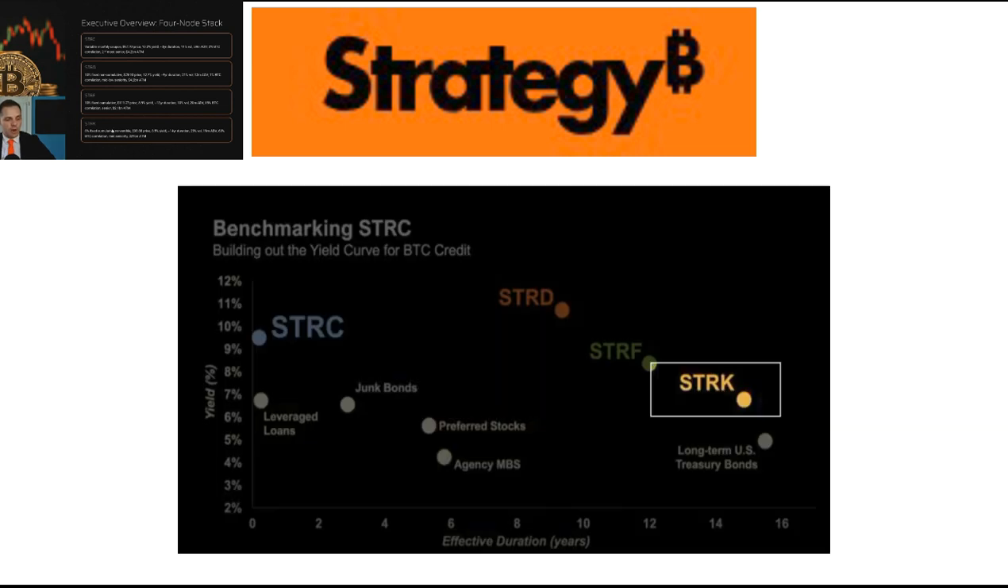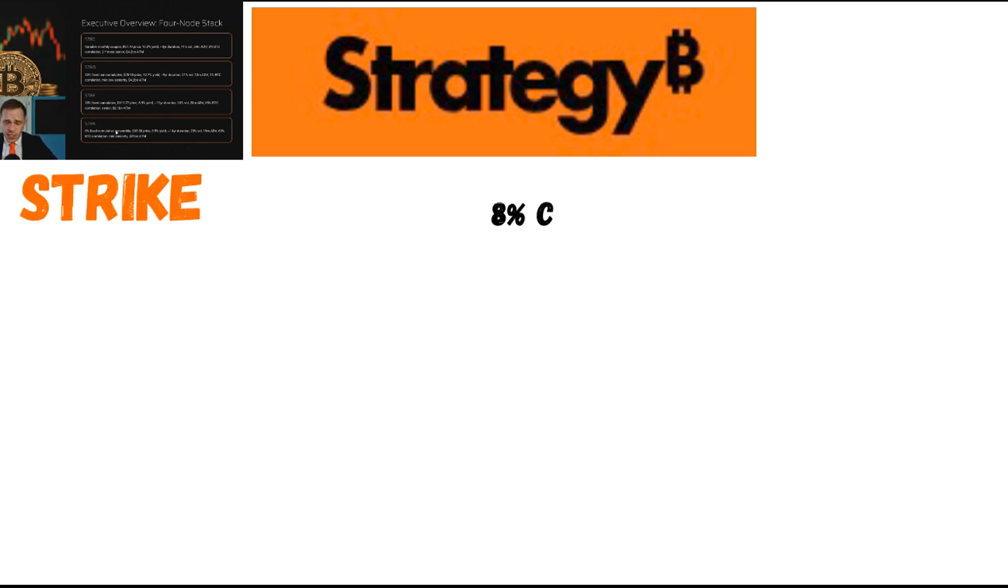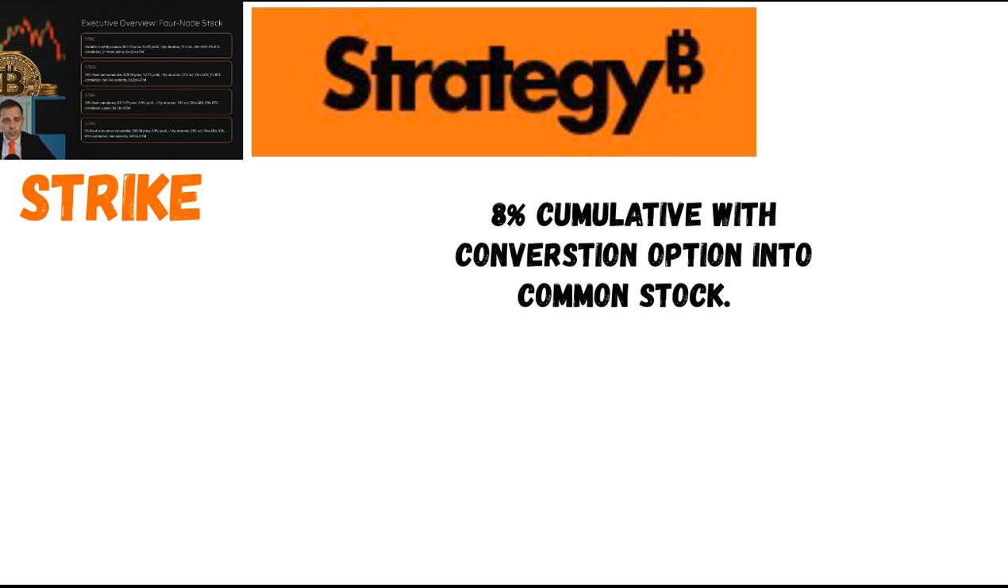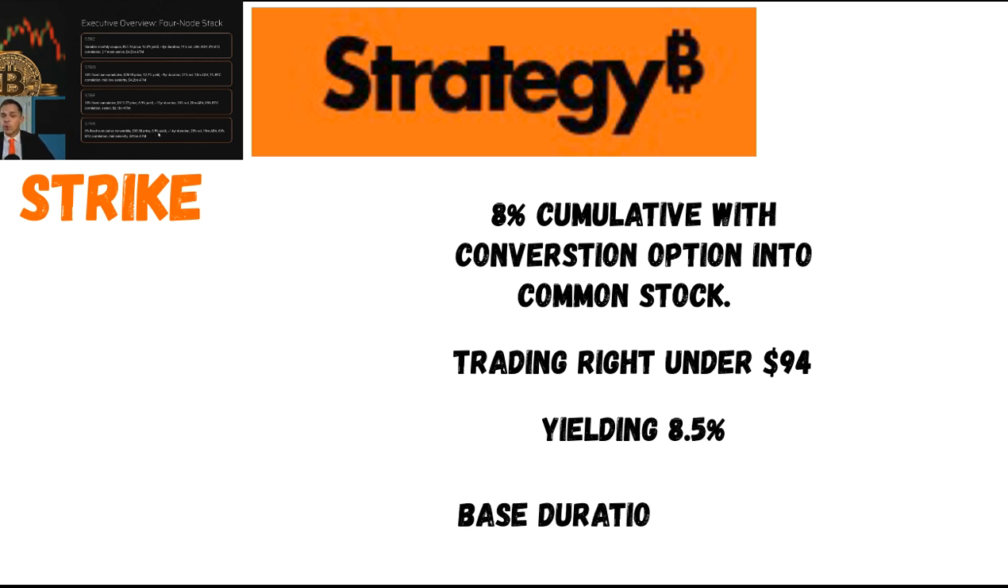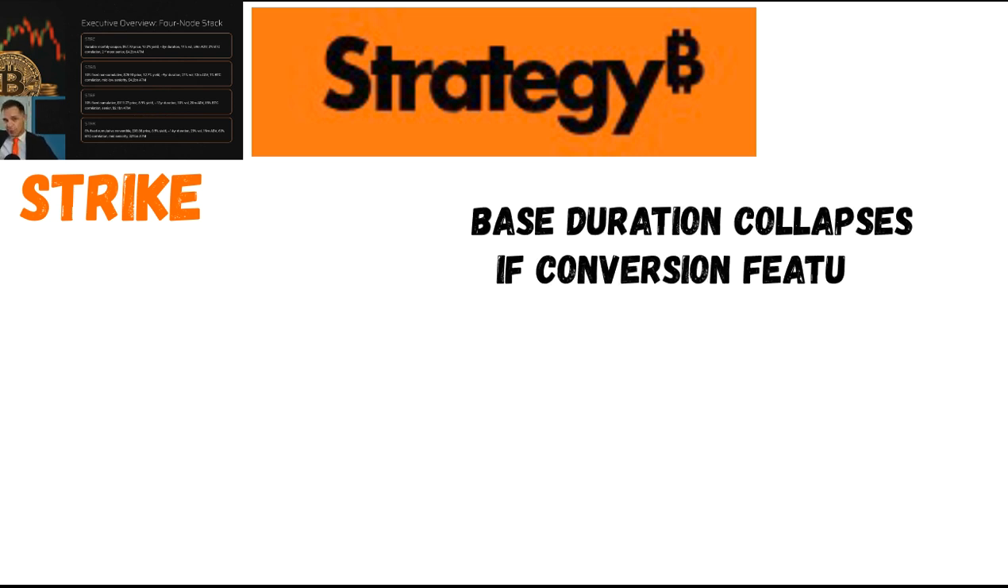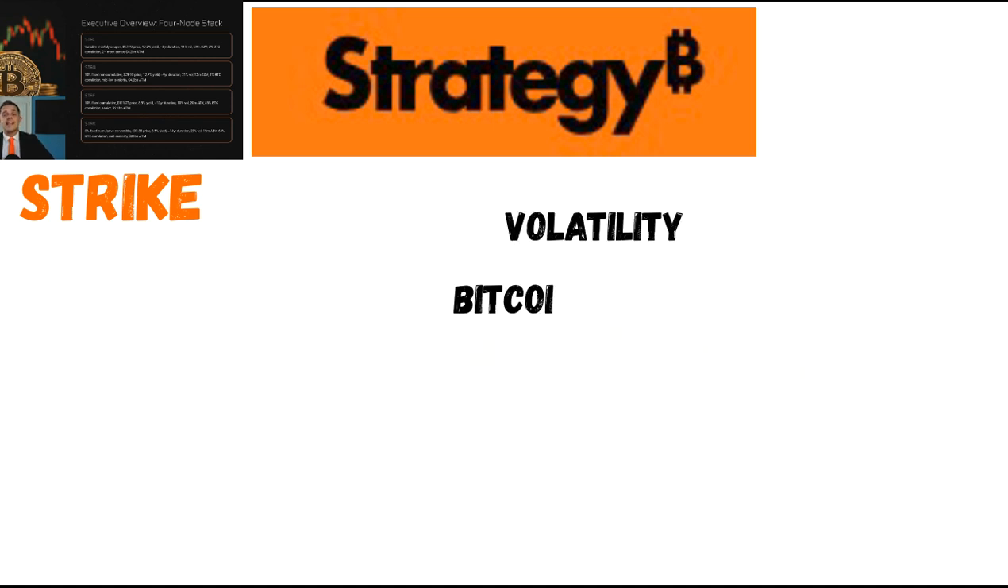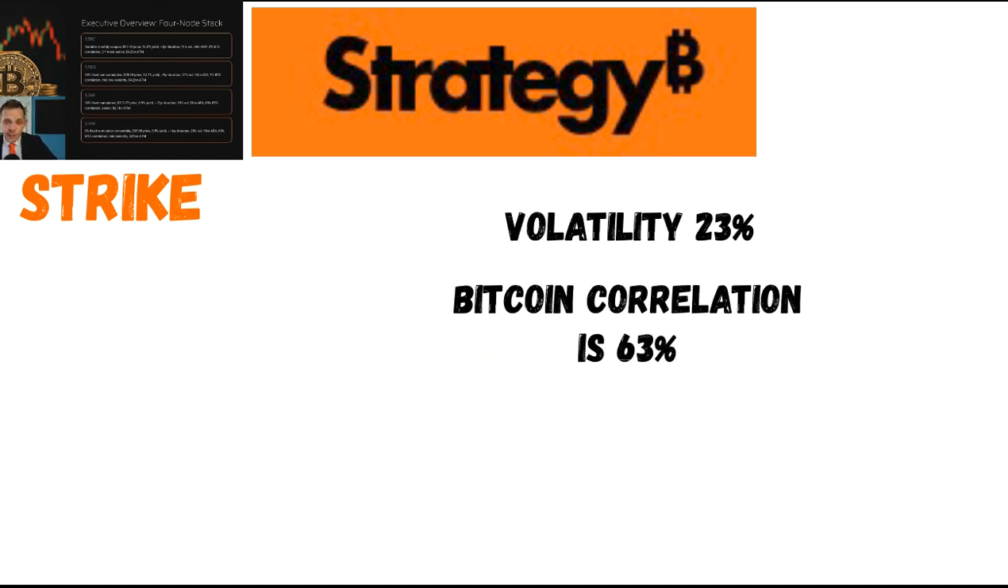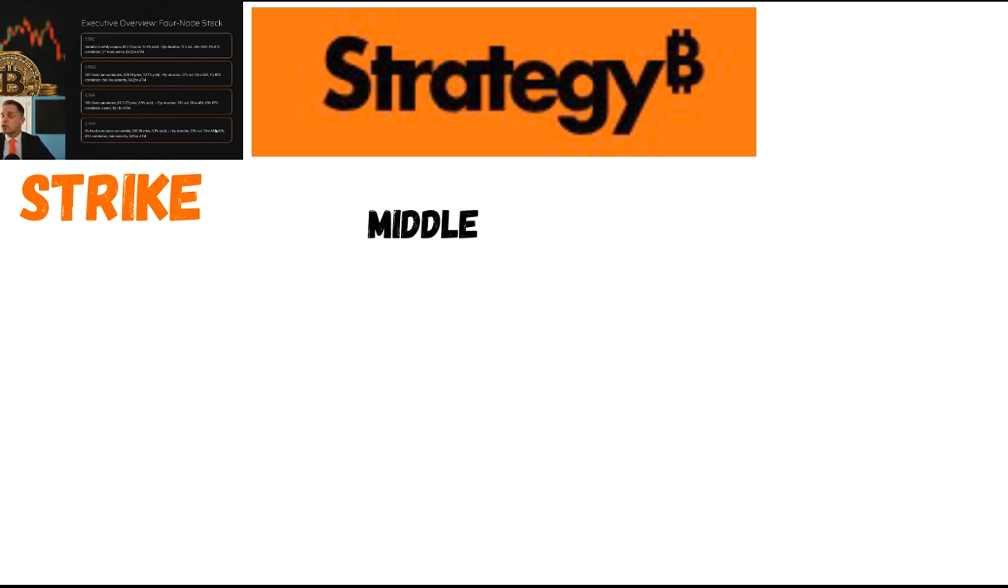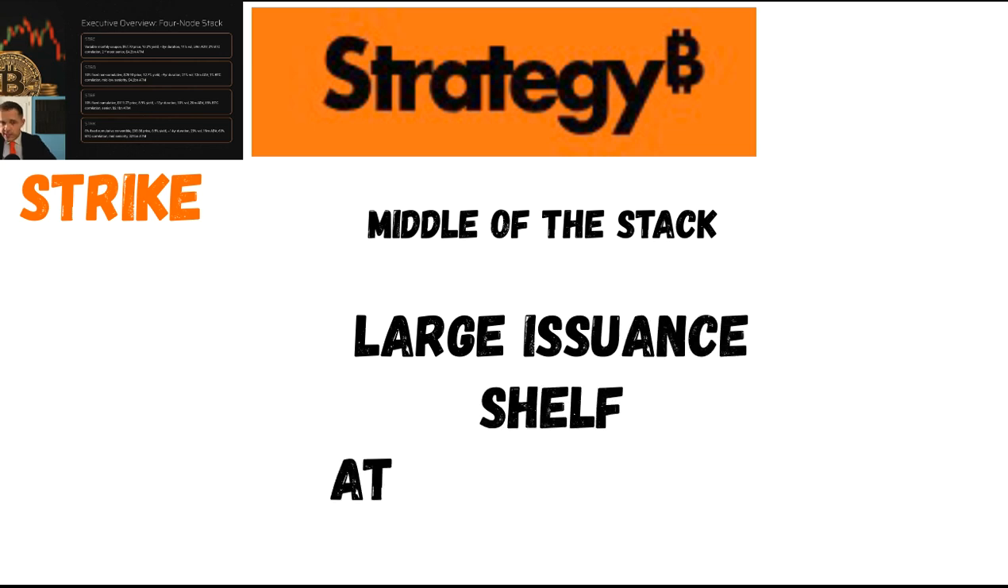And Strike finishes the curve, 8% cumulative with a conversion option into common stock, which is the exciting part. It's trading right under $94 right now, yielding 8.5%. And the base duration is about 14 years, although it collapses if the conversion feature goes into the money. The volatility is 23%, and the Bitcoin correlation is 63%, and the liquidity is $19 million per day. It's in the middle of the stack, and the issuance shelf is the largest at $21 billion.